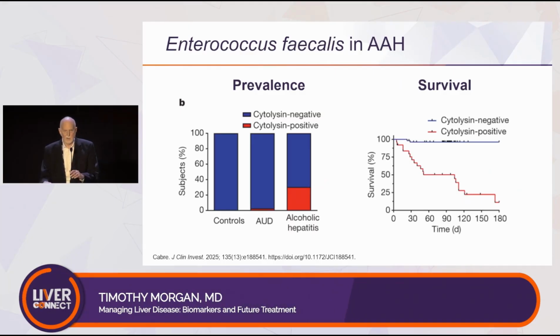I mean, in the world that I live in, to find something brand new is kind of like, oh, that's nice. So this one is a very specific bacterium called Enterococcus faecalis. This bacteria sometimes carries a cytotoxin called cytolysin, and that cytotoxin is damaging to human cells. In the graph on the left, you can see that about 30% of the people who have alcoholic hepatitis carry Enterococcus faecalis that carries the cytotoxin.